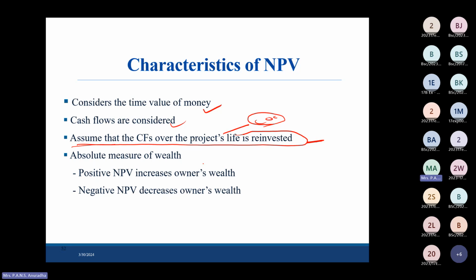So this is an absolute measure of the wealth. Yes. This NPV is very perfectly aligned with the objective of financial management. It's an absolute measure of the wealth. If NPV is positive, it is an increase of the owner's wealth. If NPV is negative, it is a decrease of the owner's wealth. So the NPV is an absolute measure of the wealth. I think that is clear.